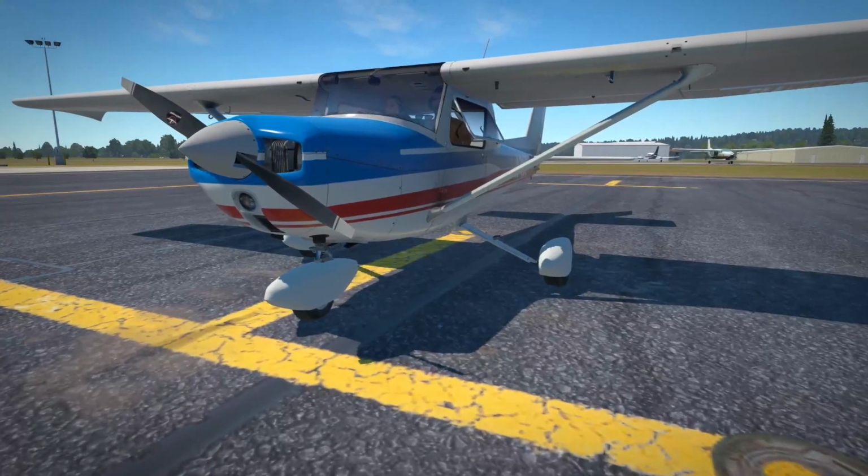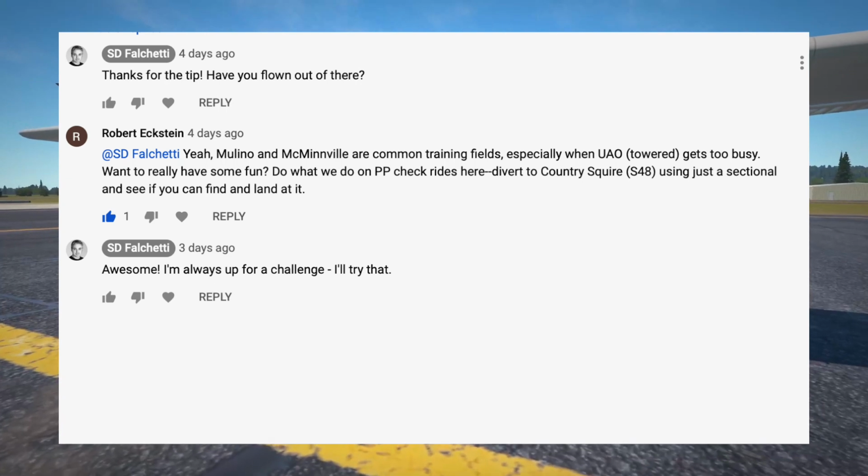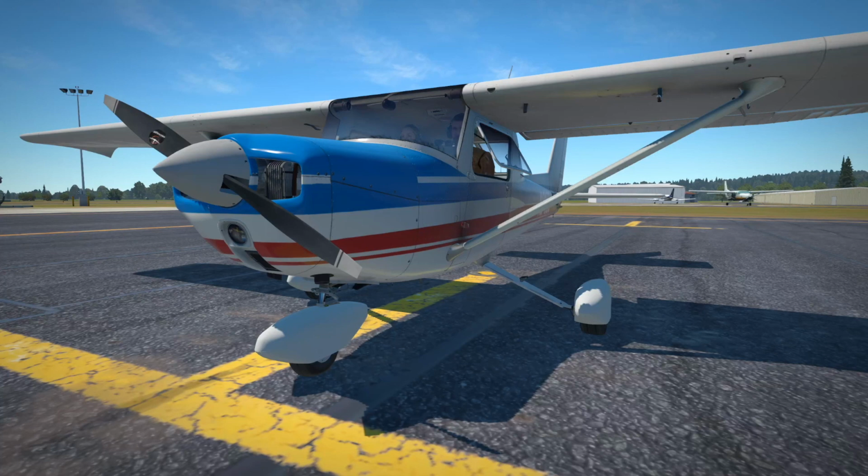I did a flight here a few videos ago and I got a great comment from a real-life pilot out of Mulino State. He said when they do check rides, they like to see if their pilot can navigate to a nearby untowered airport, S48 Country Squire, just using a sectional map. And he encouraged me to try it for a challenge, so I am up for that challenge and we are going to try that today.